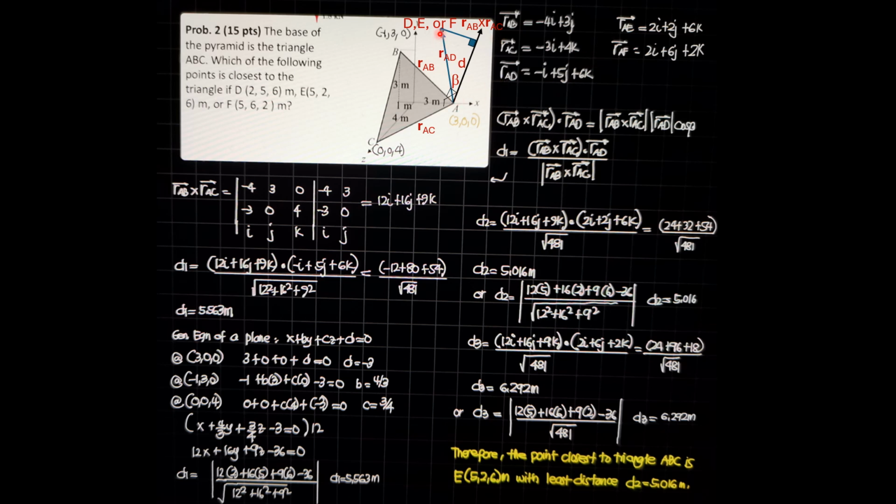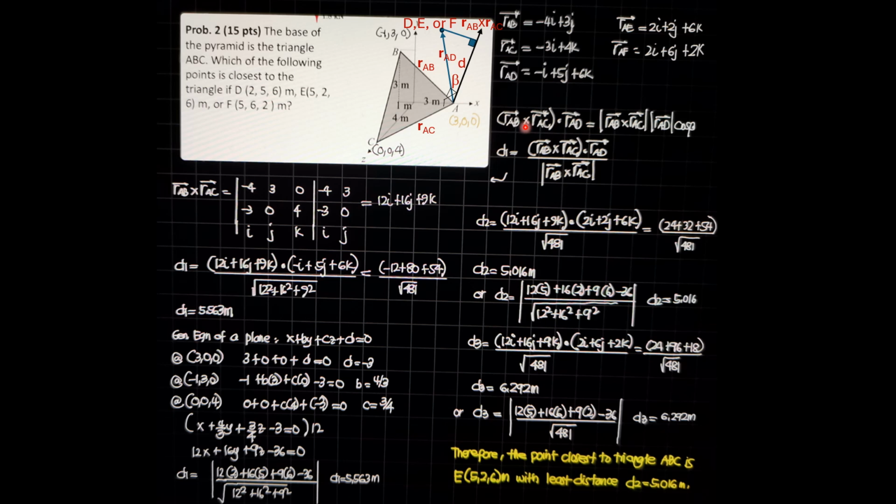So RAD, if this is D and the coordinates of D are 2, 5, 6, so 2 minus 3 is negative I, 5 minus 0 is 5J, then 6 minus 0 is 6K. That's RAD. If it is RAE, if that is E, then 5 minus 3, 2I, 2 minus 0, 2J, 6 minus 0, 6K. Then RAF, 5 minus 3, 2I, 6 minus 0, 6J, then 2 minus 0, 2K. So we already defined the position vectors.